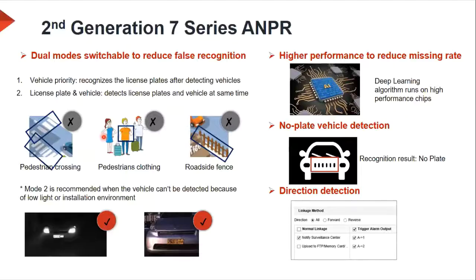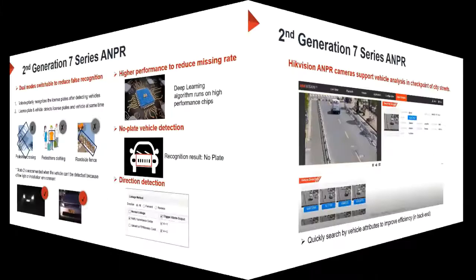Sorry, let me go one more back. Once it does find a vehicle, and it does not see a number plate, this camera also reports it as no plate. So it still does a capture. And then at least the number plate result, if it doesn't find a number plate on a vehicle specifically, it'll return a no plate result. But at least you know that there was a vehicle that actually passed the camera at that time.